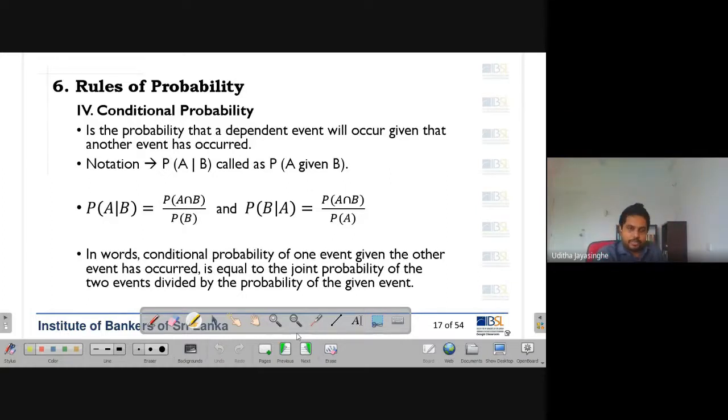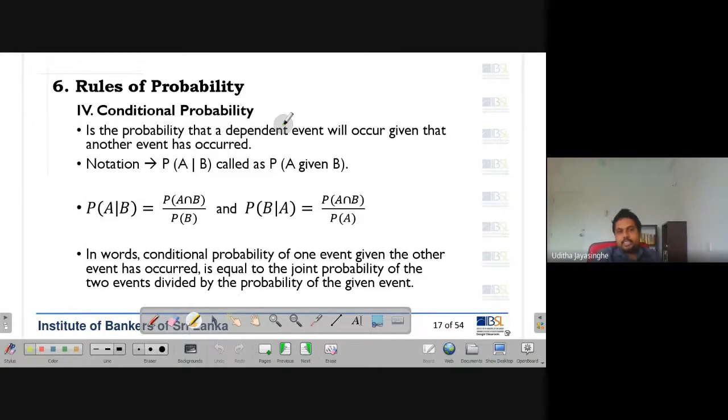First, conditional probability. We're going to spend some time here. The idea of conditional probability is that there is more than one event being discussed, and one event is going to have some sort of dependency on the second event.